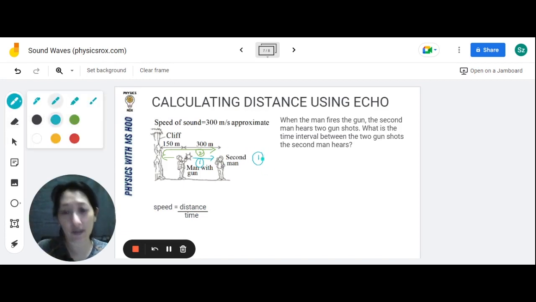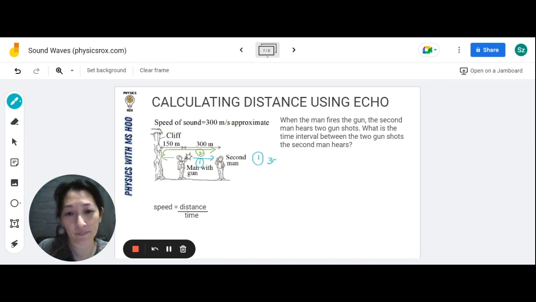So for the first one, we know that speed is about 300 meters per second. The distance traveled here is only 300 meters direct to him, right? 300 divided by, I'm going to label this as T1. So this means T1, change it over, 300 divided by 300, this would be 1 second.